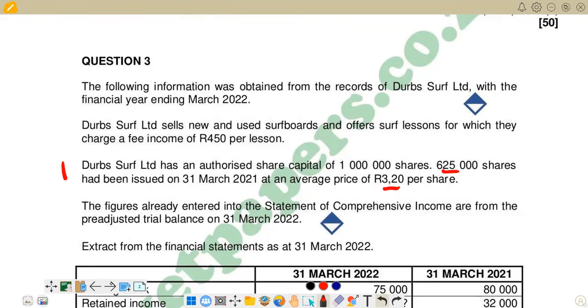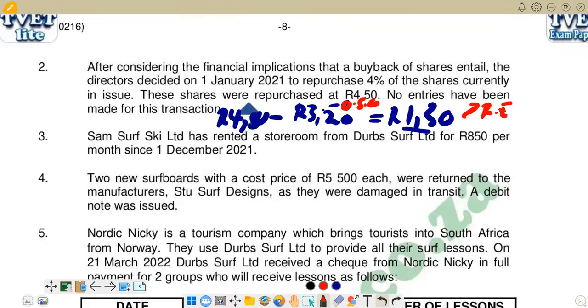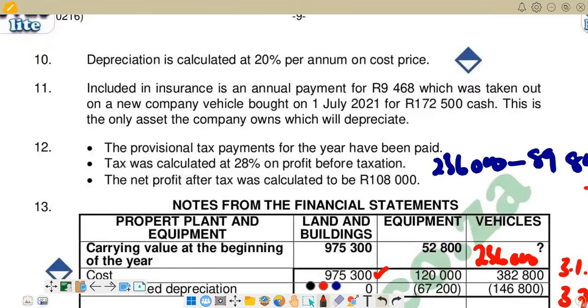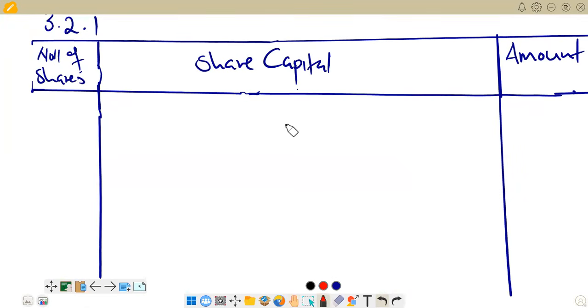We can go to our ordinary share capital note there. Right. So this is our ordinary share capital note on 3.2.1. Then we have got our opening balance there. This column, we are going to put the number of shares that we have at the beginning. Remember, we have 625,000. So we can start by showing the authorized.